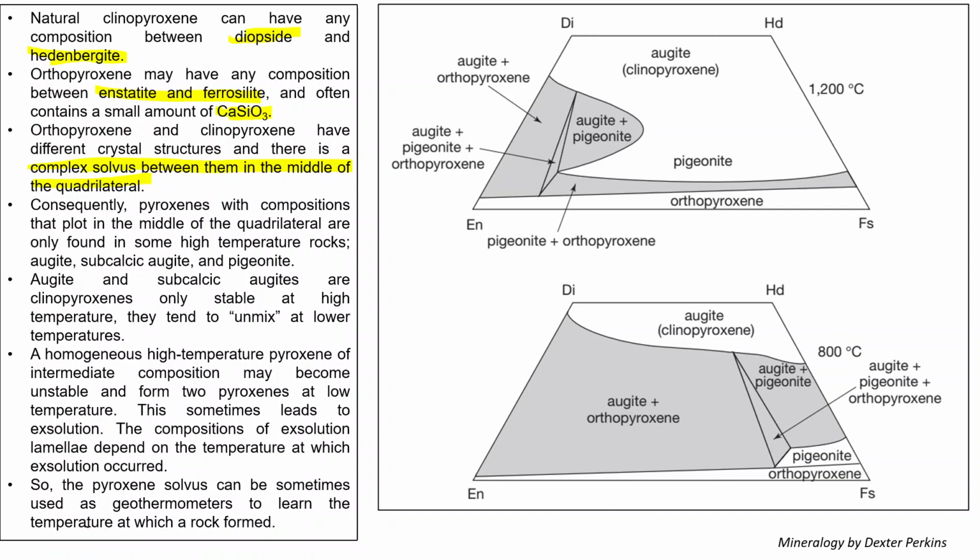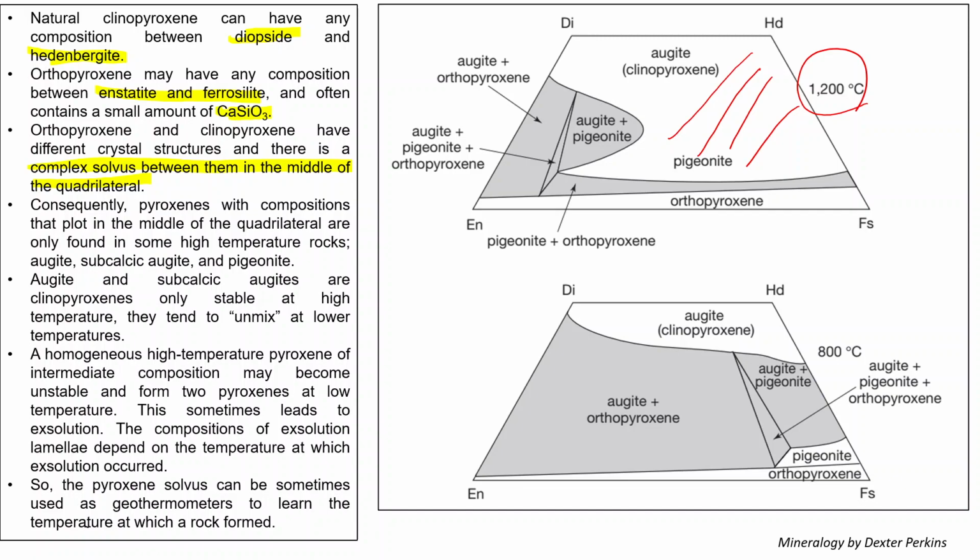Pyroxenes with compositions that plot in the middle of the quadrilateral are only found in some high temperature rocks. If you see this zone, here you can find augite, subcalcic augite, pigeonite. These are minerals which are found only in high temperature rocks. Augite and subcalcic augites are clinopyroxenes only stable at high temperature. High temperature means that at 1200 degrees Celsius, they are stable together in the system. But as the temperature starts going down, they start to unmix, they start to separate out.